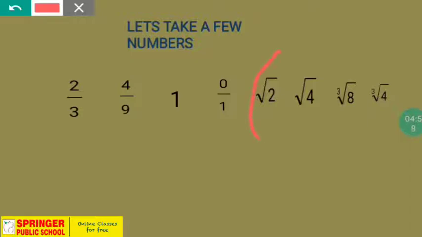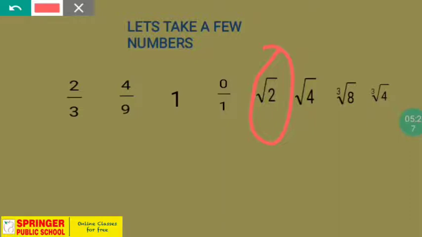The first number that you can see is root 2. So obviously students, root 2, we have a number 2 under the square root. 2 is not a perfect square. So root 2 is an irrational number. Whereas root 4, 4 is a perfect square number. Perfect square number means whose square root is always a whole number. The square root of 4 is 2. So 4 is a perfect square number and it lies under a square root. So it will be a rational number.